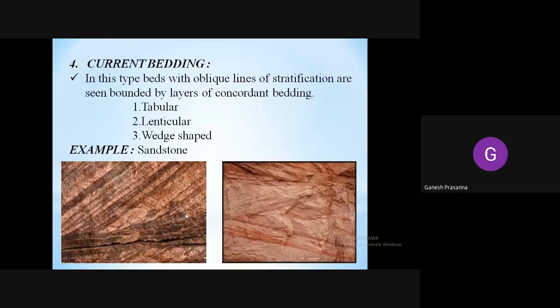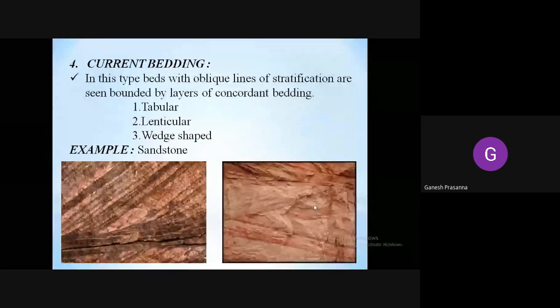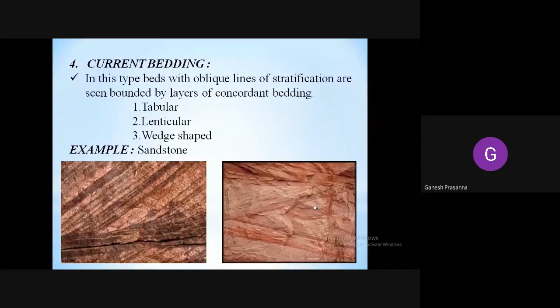An example is sandstone. So this current bedding you can see very beautifully in the Badami caves. Okay, in parts of the Badami caves, you can see these current bedding features, which are very beautifully observed over there. So this current bedding usually refers to the movement of the water. Water will be flowing in one direction. It is unidirectional. Water flow is always unidirectional. It's not bidirectional. Water will never flow reversely in the river or any other places. It will be flowing in a unidirectional way.